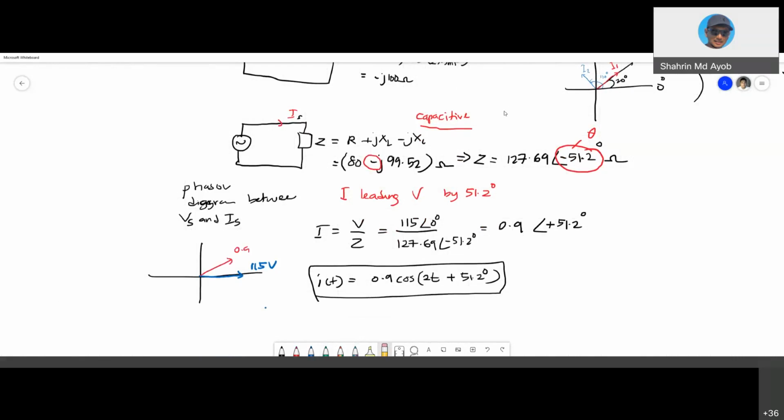The current should be much shorter, because the voltage is 115. So 0.9, and the angle is 51.2. As you can see, the current is leading the voltage, which you should know, because when you have a capacitive load, your answer should have the current leading the voltage. So that double confirms your expectation on the answer.